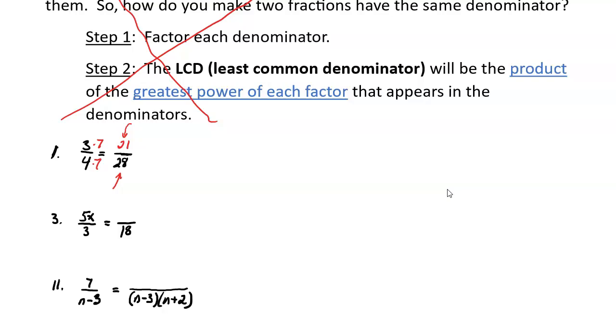Now number 3 is the same idea. Let's say you're starting with the fraction 5x over 3, but you decide that you want to find an equivalent fraction that has a denominator of 18. So the question is, how do you change from a denominator of 3 to a denominator of 18? Well, you would decide that you would need to times by 6 and do that in the top as well. 5x times 6 is 30x.